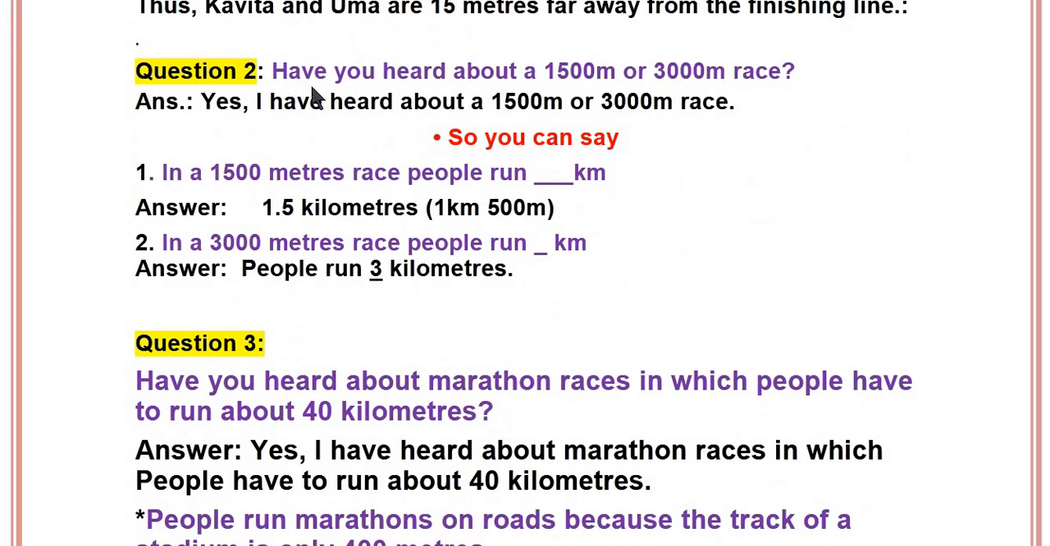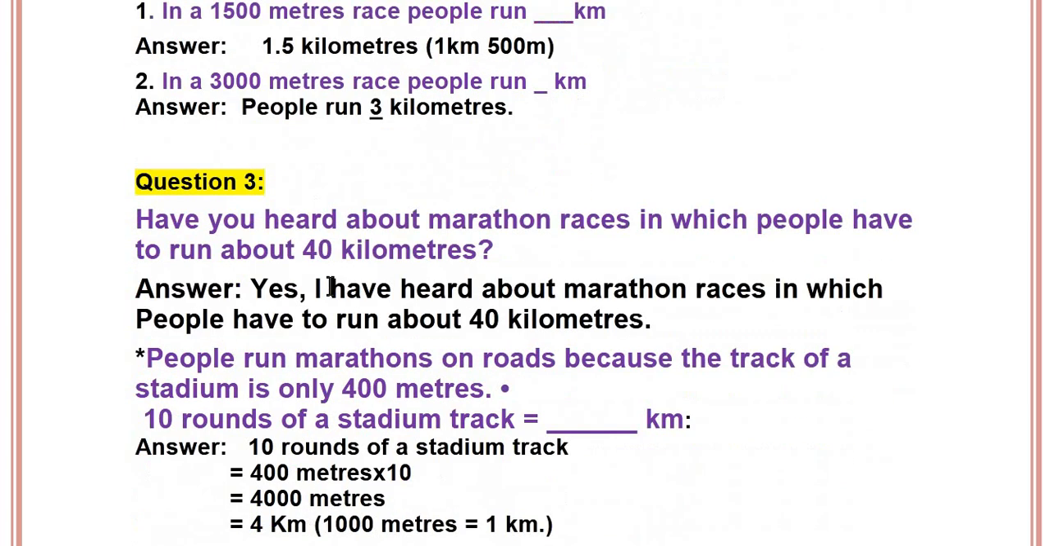Question number 2. Have you heard about a 1500 meter or 3000 meter race? Yes, I have heard about a 1500 meter or 3000 meter race. So you can say in 1500 meter race people run 1 kilometer and 500 meter. 1.5 kilometer is equal to 1 kilometer and 500 meter. In 3000 meter race people run 3 kilometer because we know that 1000 meter is equal to 1 kilometer. So 3000 meter is equal to 3 kilometer.